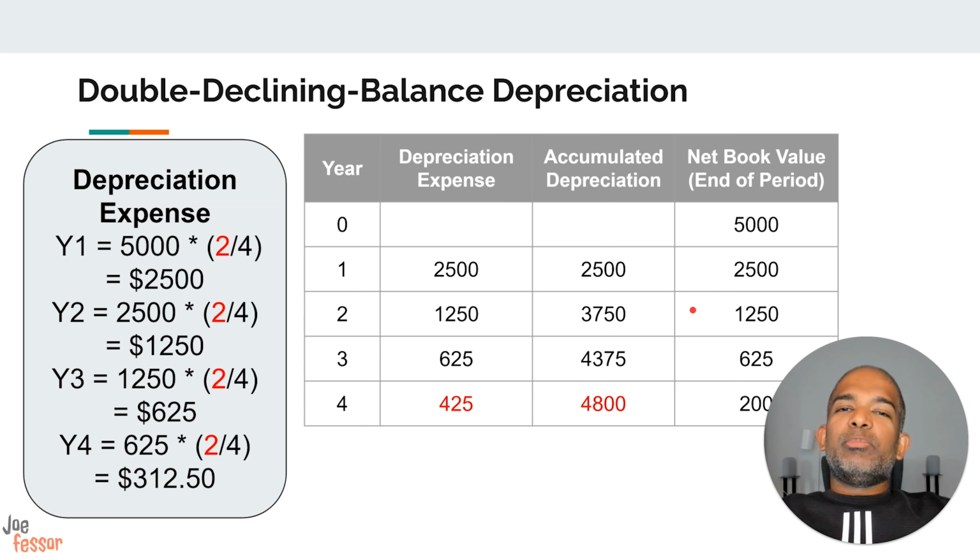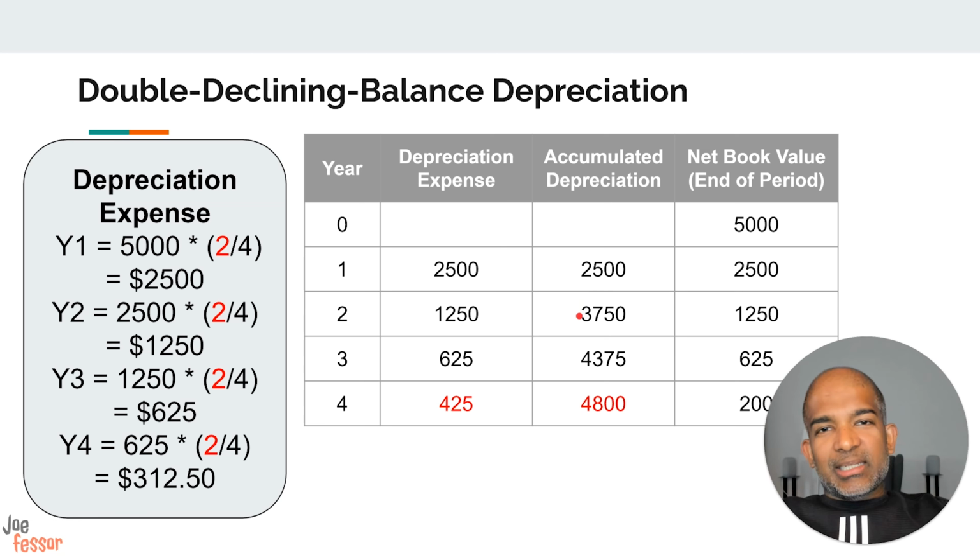Now, how do we calculate the depreciation expense for year 2? We take the net book value at the end of year 1, or at the beginning of year 2. So this $2,500 will also be the book value at the beginning of year 2. We take that and again multiply by the factor of 2 divided by 4. This gives us $1,250. So this is the depreciation for year 2.